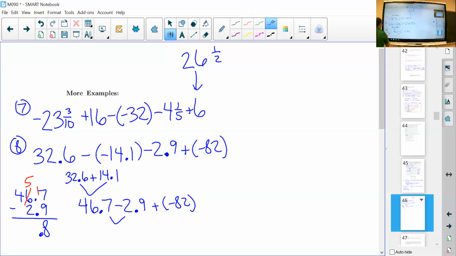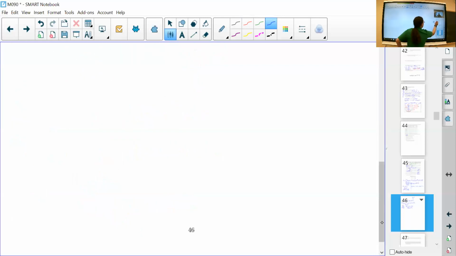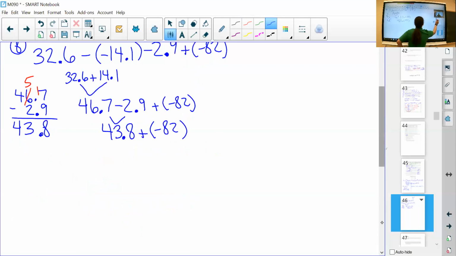45 minus 2 is 43.8 plus negative 82. I'm adding two things with opposite signs, so I need to subtract them, find the difference of their absolute values. 82 minus 43.8 is going to be, let's see, 38.2, I believe.